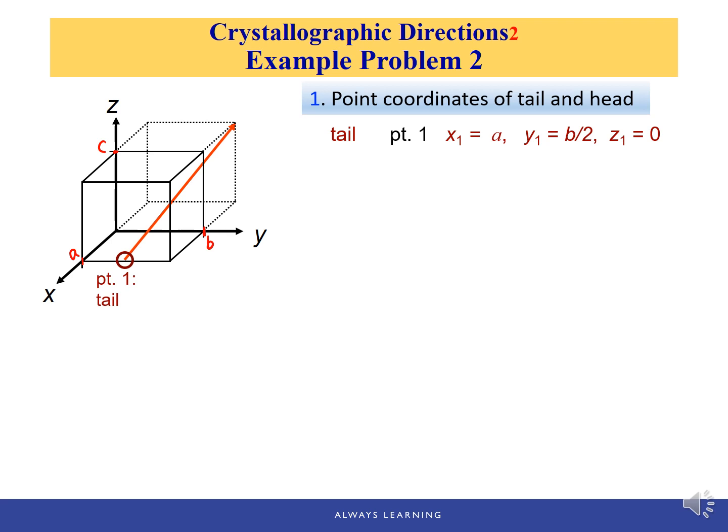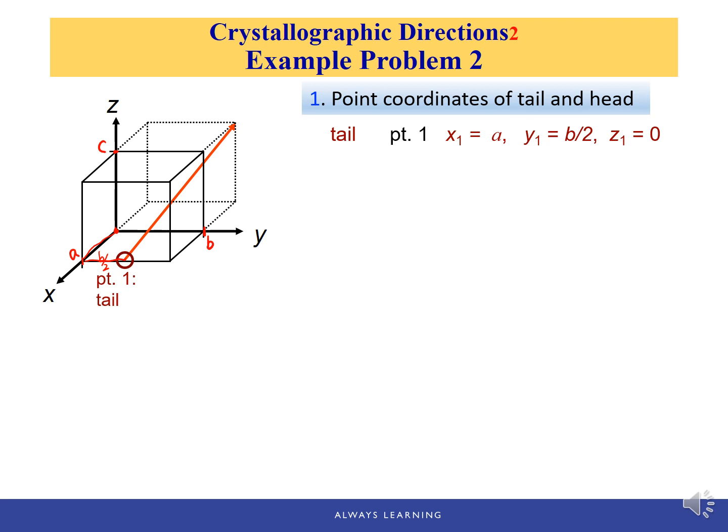Point 1 is the tail, and we can use the imaginary path method to find the coordinates starting from the origin. First, we travel along the X direction, a distance of A. Then we change direction to walk along the Y direction. This point is in the middle of the edge here, so the distance we travel along the Y direction is half of B. Then we arrive at this point. Therefore, the Z coordinate is 0. So x1 is A, y1 is B over 2, and z1 is 0.